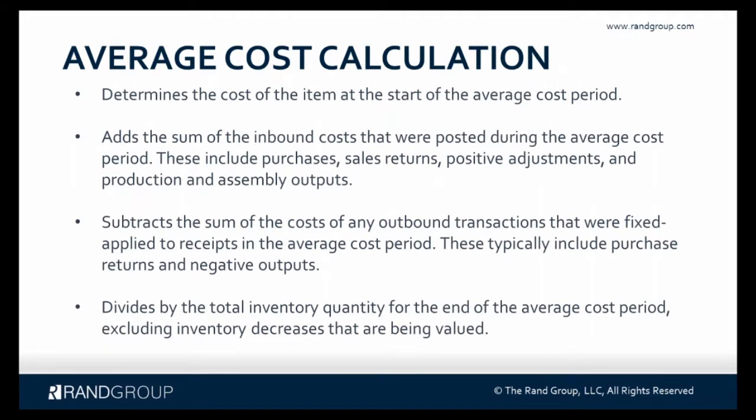When NAV calculates average cost, it determines the cost of the item at the start of the average cost period. Remember, the periods can be set as day, week, month, or accounting period. It then adds the sum of the inbound costs that were posted during the average cost period. An example would be purchases. It then subtracts the sum of the costs of any outbound transactions that were fixed applied to receipts in the average cost period. These typically include purchase returns and negative outputs, or even undo receipt. It then divides by the total inventory quantity for the end of the average cost period, excluding the inventory decreases that are being valued. Now, let's take a look at an example together.